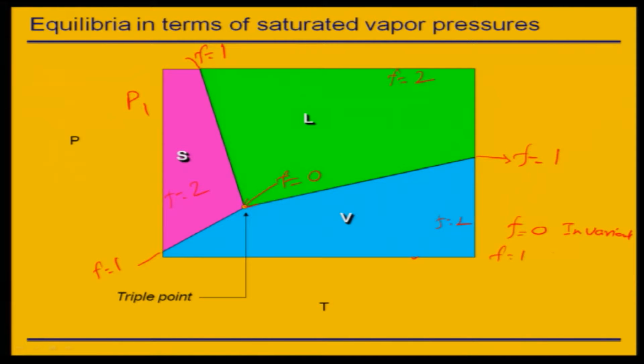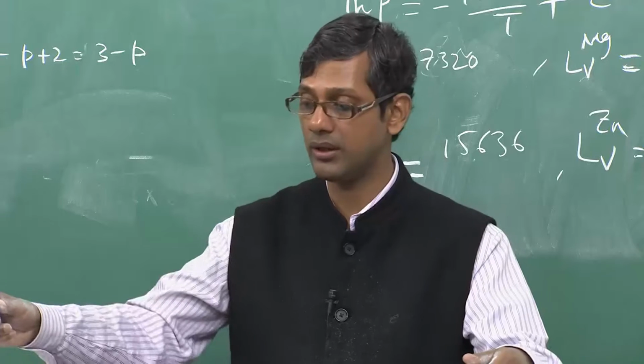And F equal to 1 means univariant. Univariant means I can vary one of the variables, pressure or temperature, not both. F equal to 2 means bivariant, so I can vary both pressure and temperature simultaneously without changing the phases. So within these colored areas, solid, liquid or vapor, I have a bivariant system. On these lines I have a univariant system, and on the triple point I have an invariant system, in a water phase diagram.